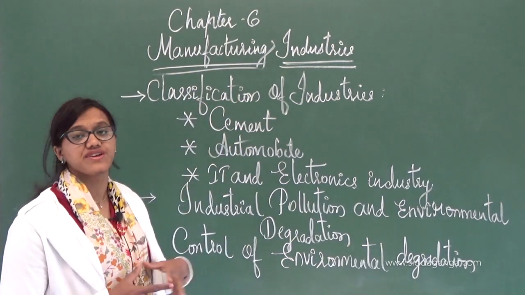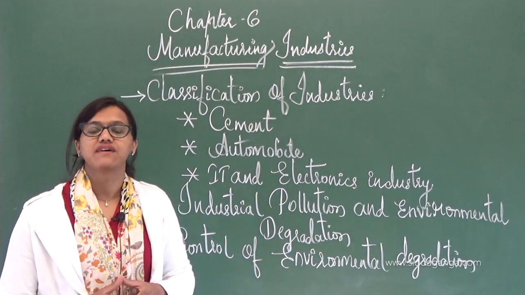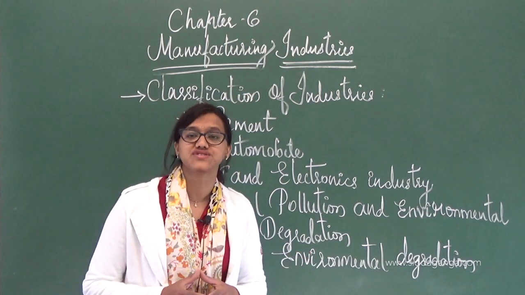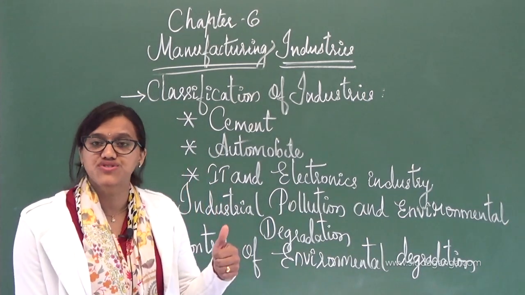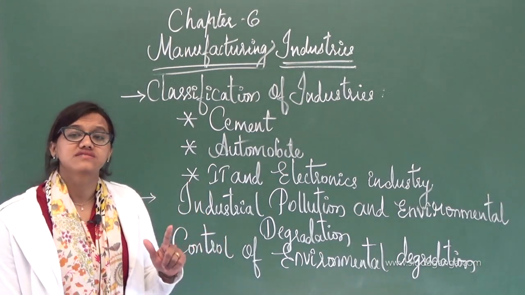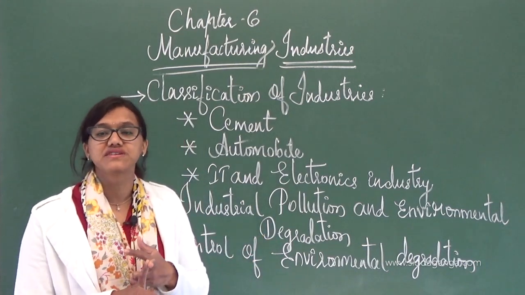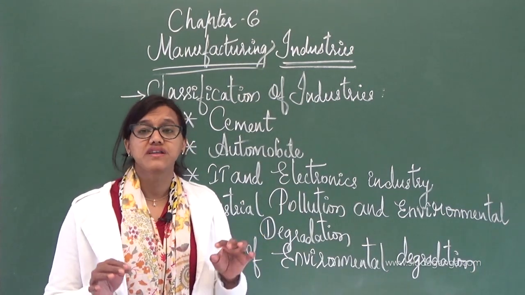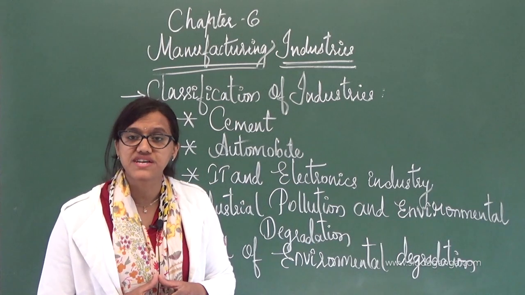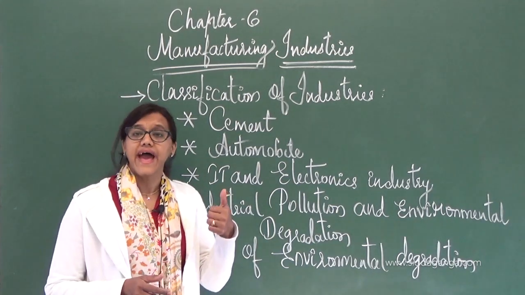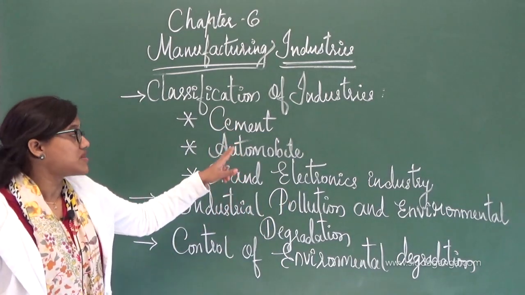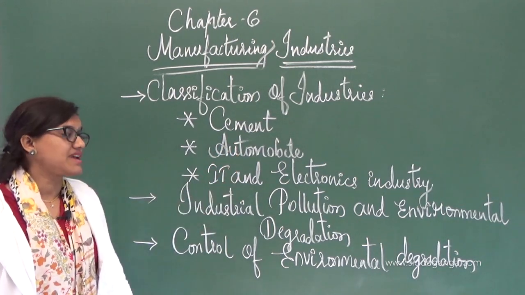With this topic, we have finished the chapter on manufacturing industries. Here we came across the definition of manufacturing. We discussed what is industry and what cannot amount to industry. We even discussed the classification of industries. Before that, we discussed the importance of industry, why industry is very much important. We also discussed agro-based industries, mineral-based industries, and apart from that, the cement industry, automobile industry, IT and electronic industry.